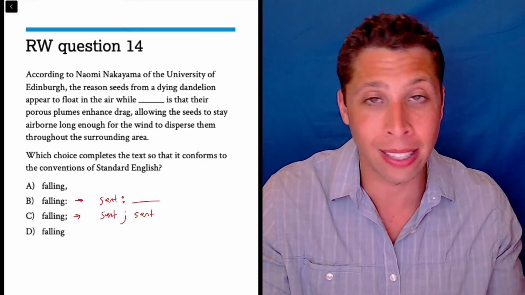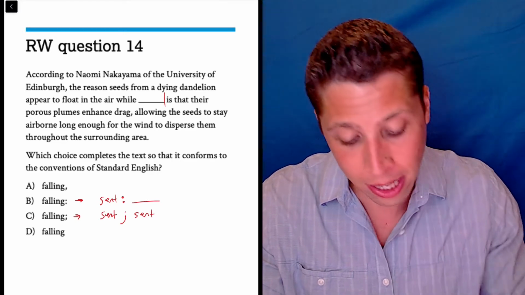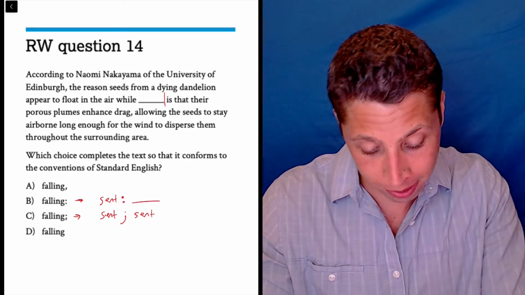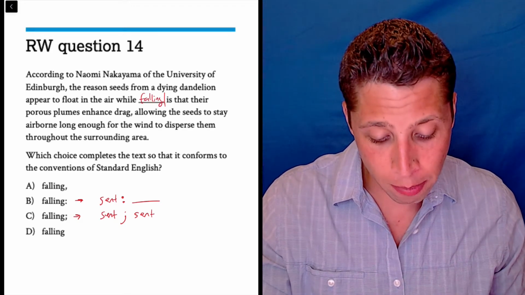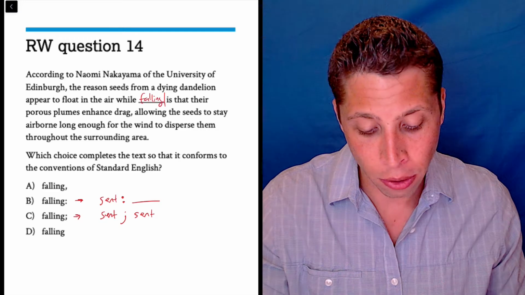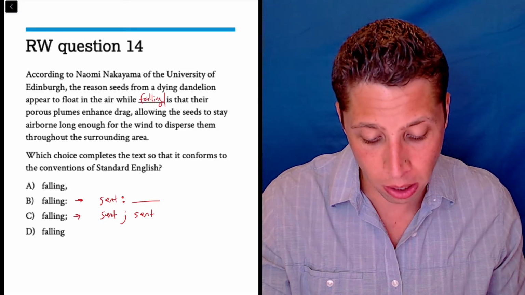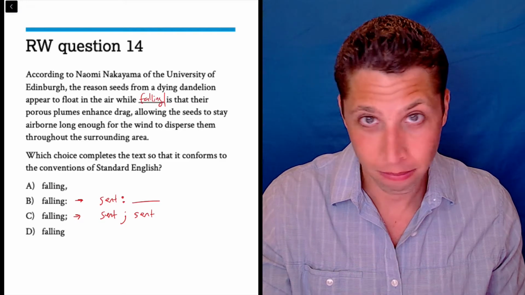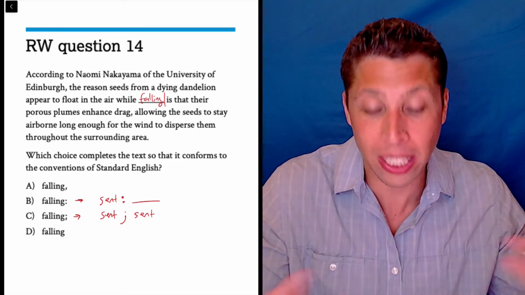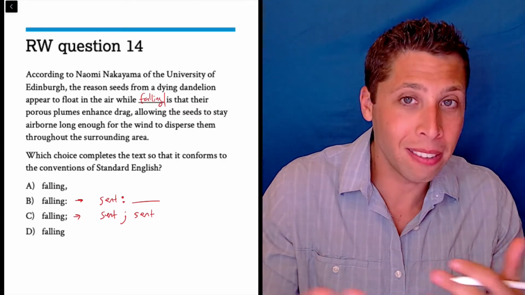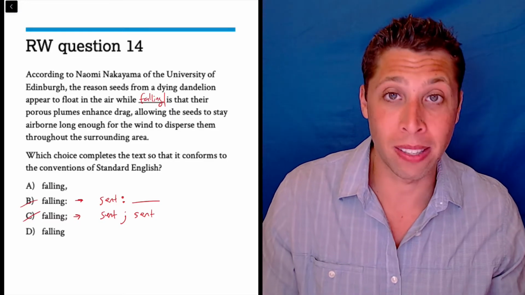So let's read it and listen and see if we can put a period right here after the word falling, right? So that word's going to be in there no matter what. According to Naomi Nakayama of the University of Edinburgh, the reason seeds from a dying dandelion appear to float in the air while falling. You hear it? We just stopped in the middle of a thought, right? What is the reason? We never got to what it does. So that can't be a complete sentence. It's not a complete thought. It gets rid of B and C right away.